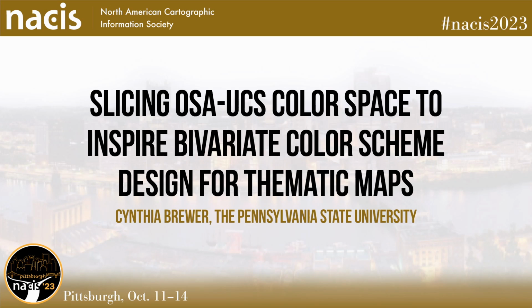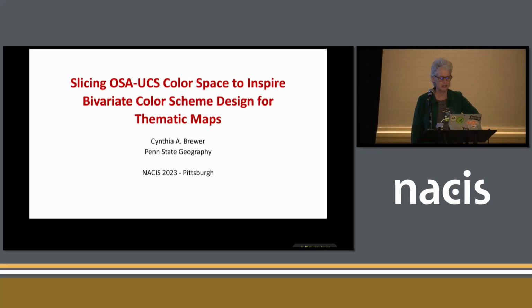So I'm going to talk about uniform color scales, the Optical Society of America uniform color scales color space, which was developed in the 60s and has been sort of in the back of my mind as a pretty interesting structure to use in cartography. I'm going to apply it in this talk to designing bivariate sequential color schemes on thematic maps, which is pretty narrow, but I'm hoping you'll see the general use of it.